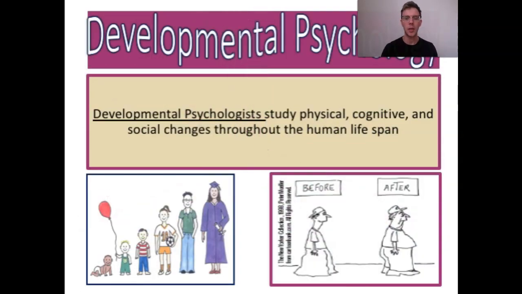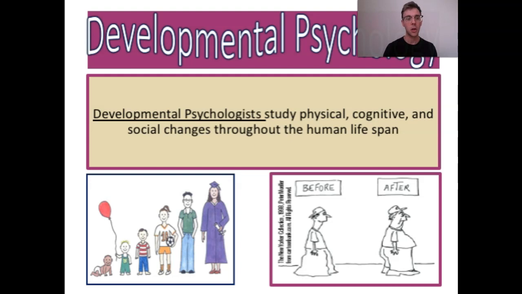All right. So, what is developmental psychology? It is the study of physical, cognitive, and social changes throughout the human lifespan. All right. So we're looking at human development from 3 different lenses: physically, cognitively, and socially.